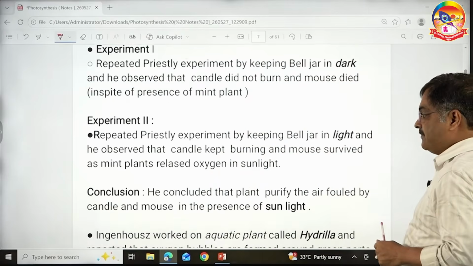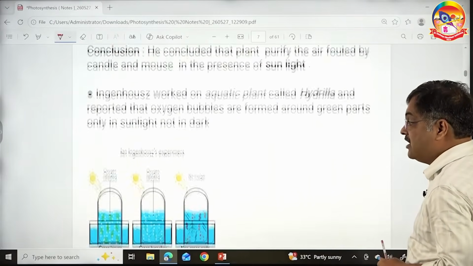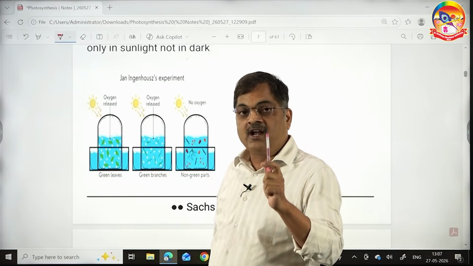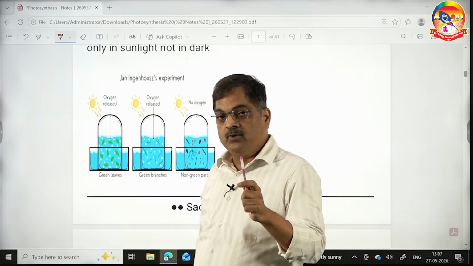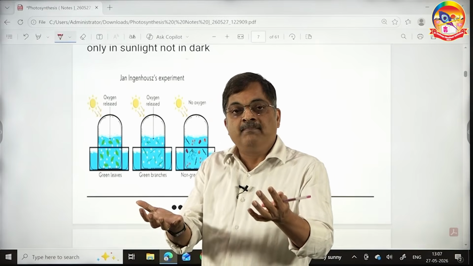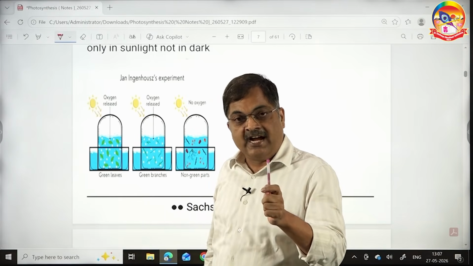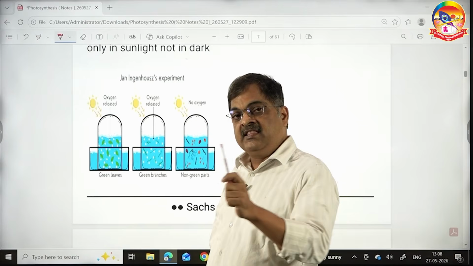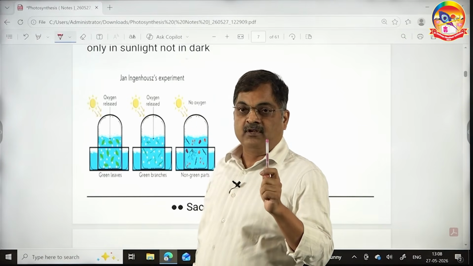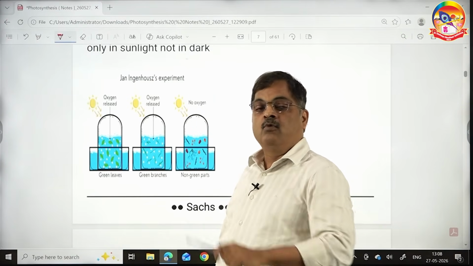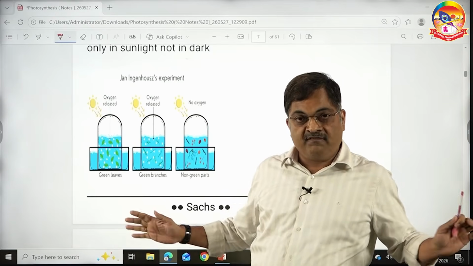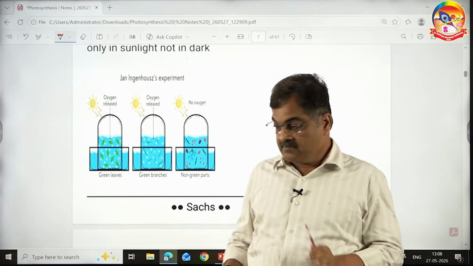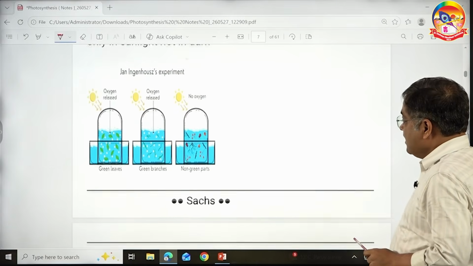Not only that, children, Ingenhousz did one more experiment. Oxygen bubbles were seen from a plant called hydrilla. The name is not in your book, hydrilla. And these oxygen bubbles evolved only during daytime, because the light phase occurs only during daytime. At night there were no oxygen bubbles from hydrilla. So what is the ultimate summary of Ingenhousz's experiment? Light is essential for photosynthesis. That's a very important point.